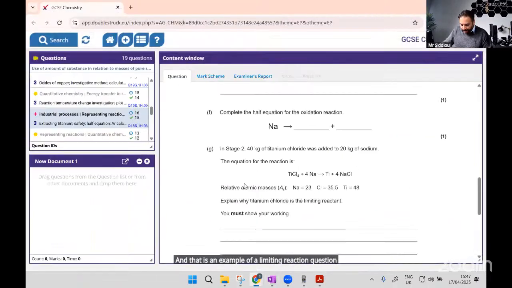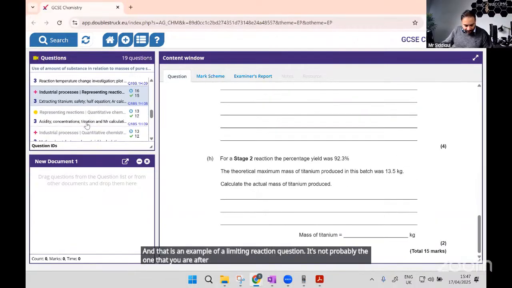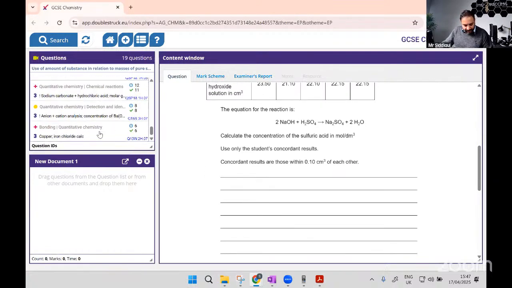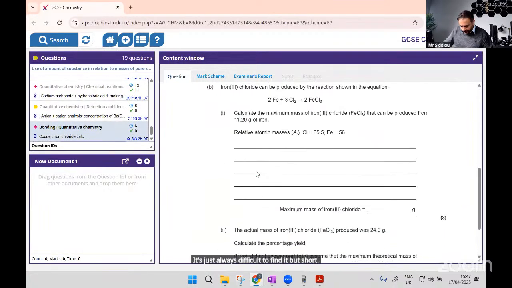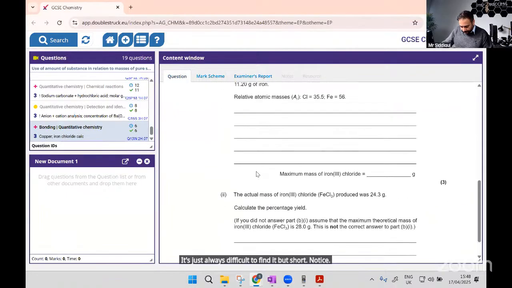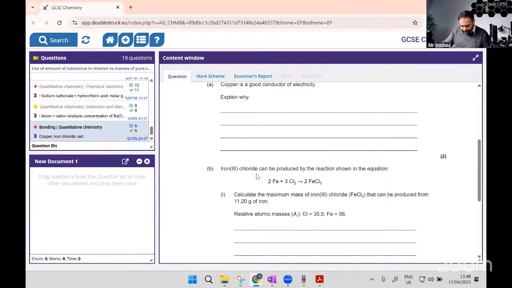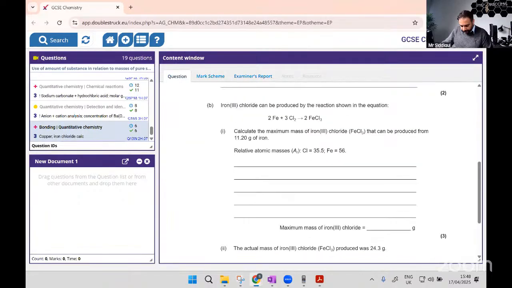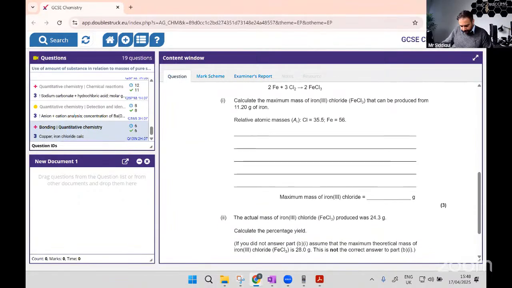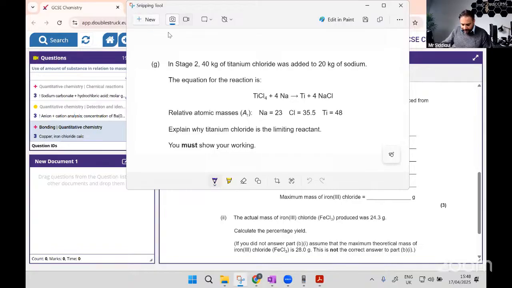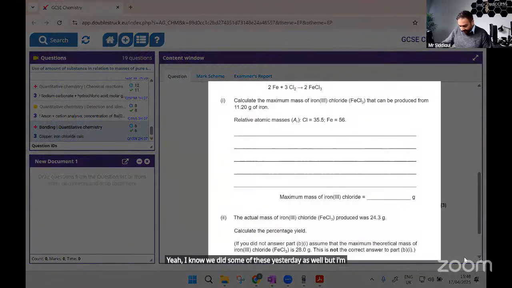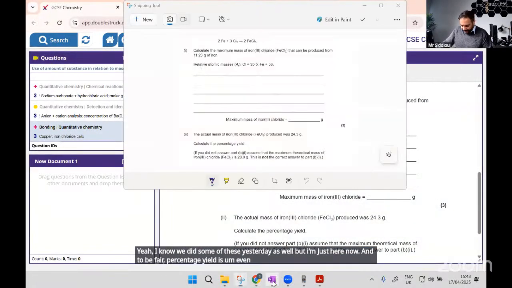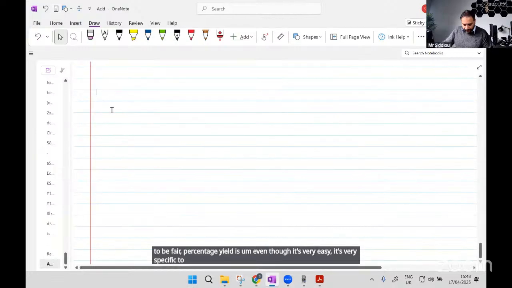It's not probably the one that you were after, because I know the one that people are usually after. It's just always difficult to find it at short notice. Yeah, I might as well just do this question if it's something ridiculously easy, so let's just do it. Yeah, I know we did some of these yesterday as well, but I'm just here now. And to be fair, percentage yield is, even though it's very easy, it's very specific to triple.